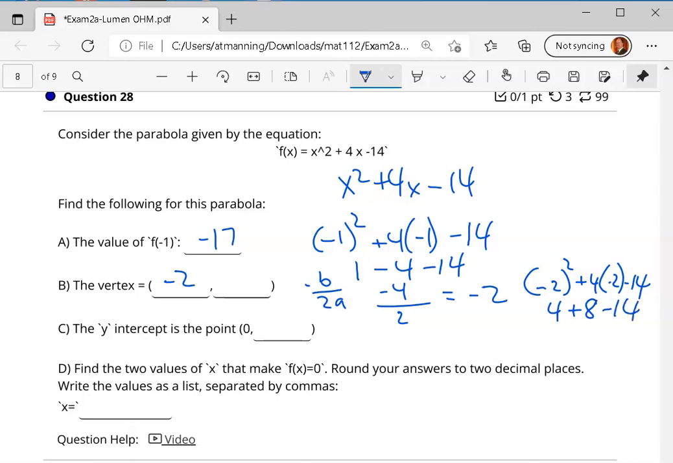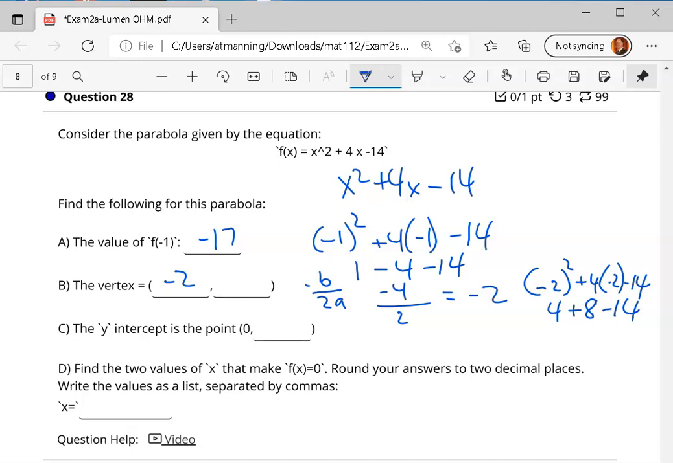I'm looking at the right one. He gave me a negative. How did they get negative 18? I must have messed up.